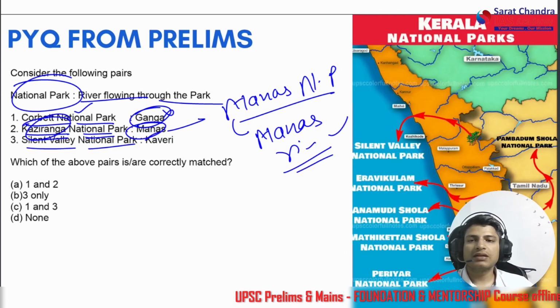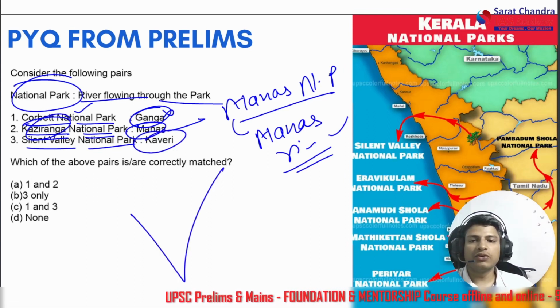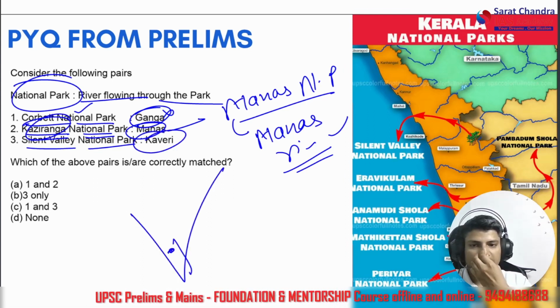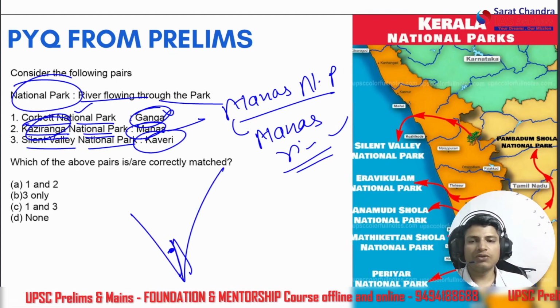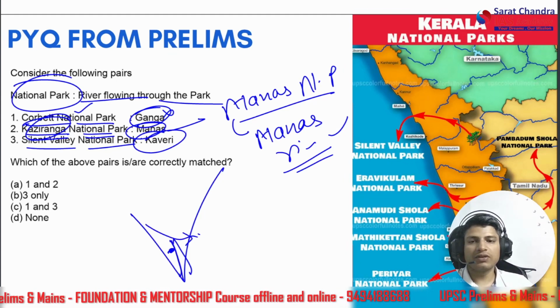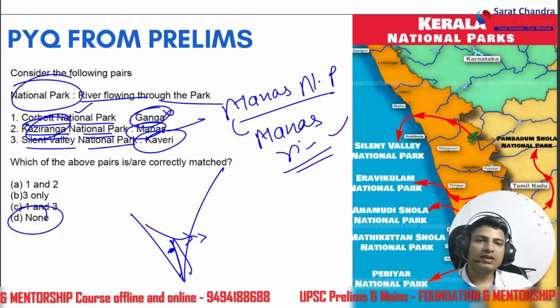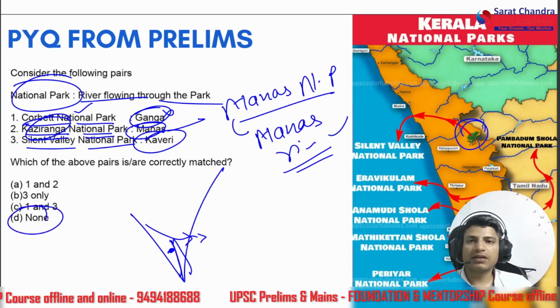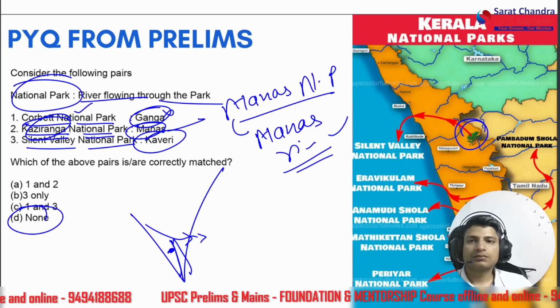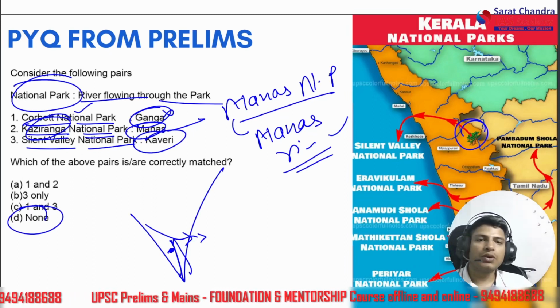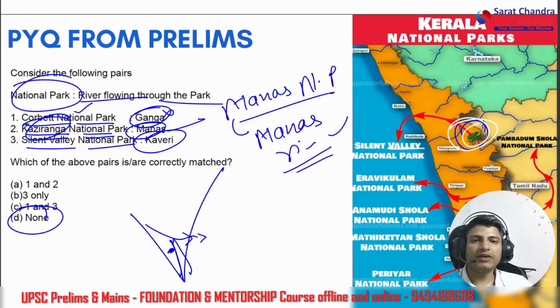Silent Valley National Park, Kaveri. Silent Valley is in Kerala, and Kaveri is not coming this side. Kaveri goes directly towards the Tamil Nadu side. So none is the correct answer here. We see the Silent Valley National Park located here. Just a second, I'll change the map color. So we see the Silent Valley National Park here.